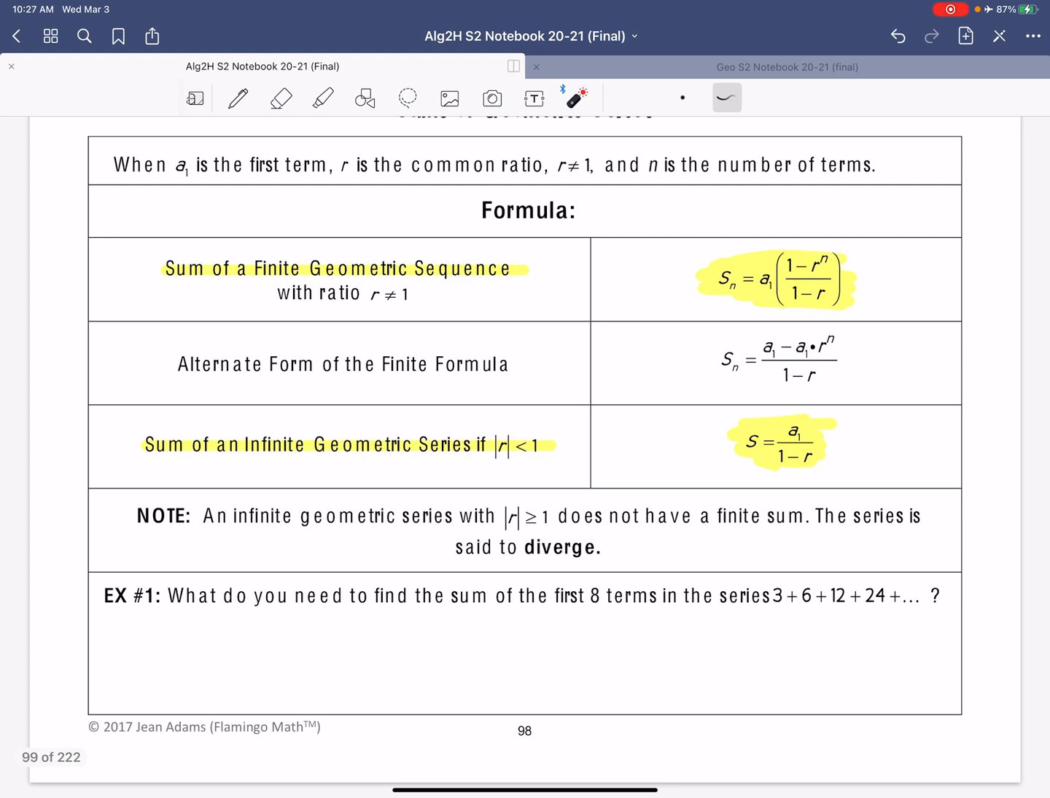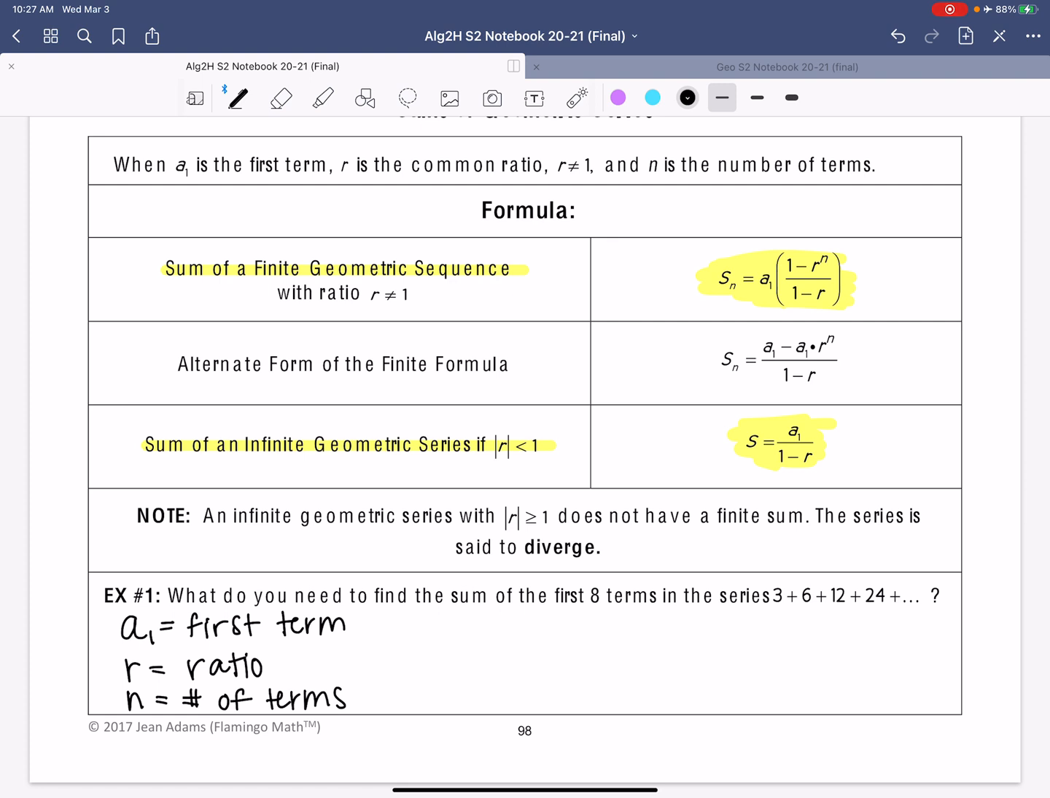Okay, so what do you need to find the sum of the first 8 terms in this series? So things we need: a1, we need to know what r is, and we need to know what n is. So those are the different things I need, a1, r, and n. So we need a1. Remember, a1 represents your first term. We need to know what r is. R is our ratio. And n is the number of terms we'll have.